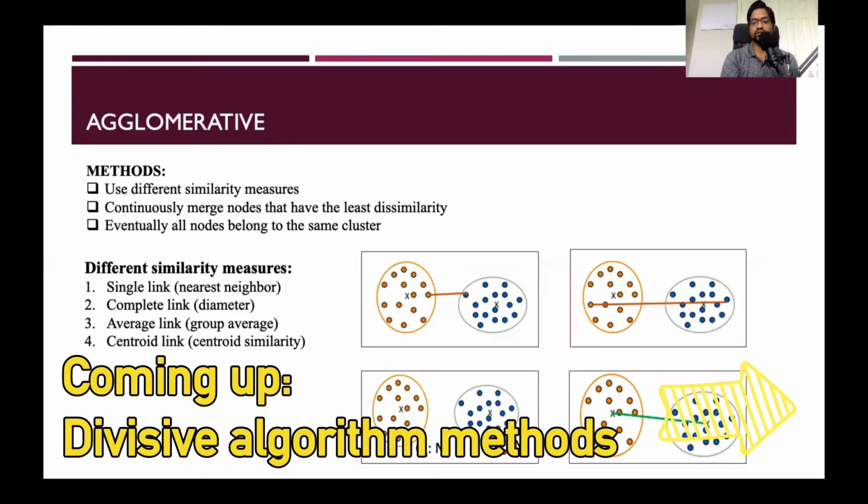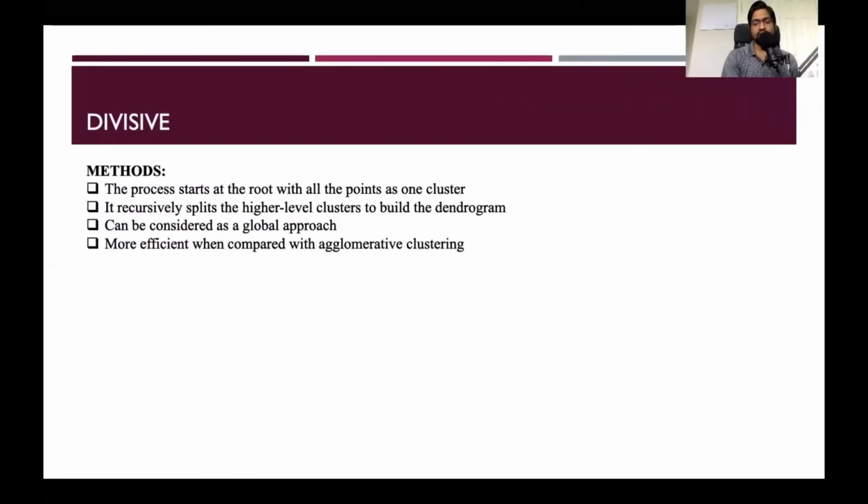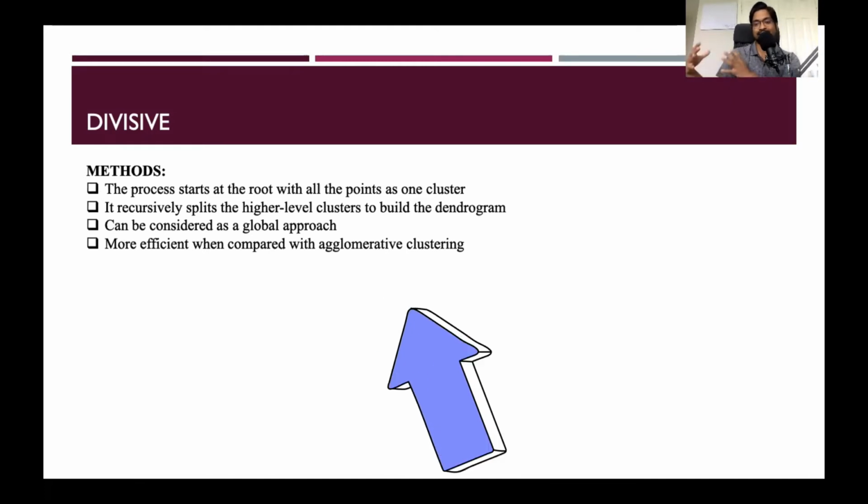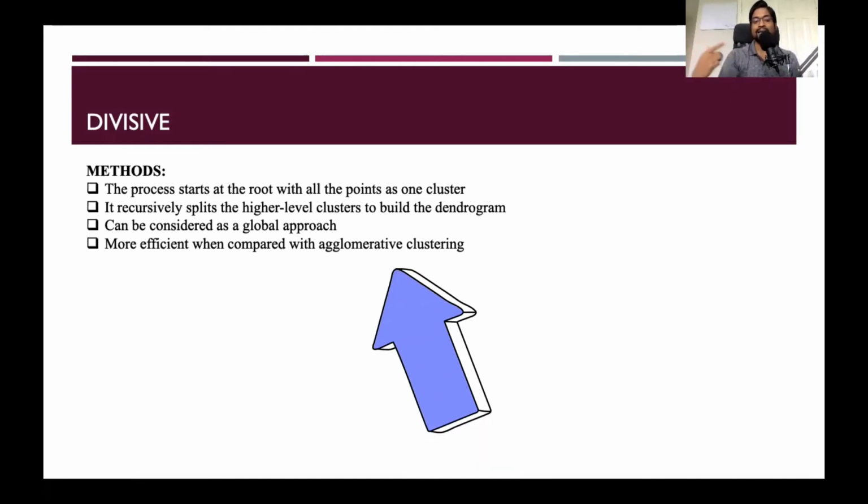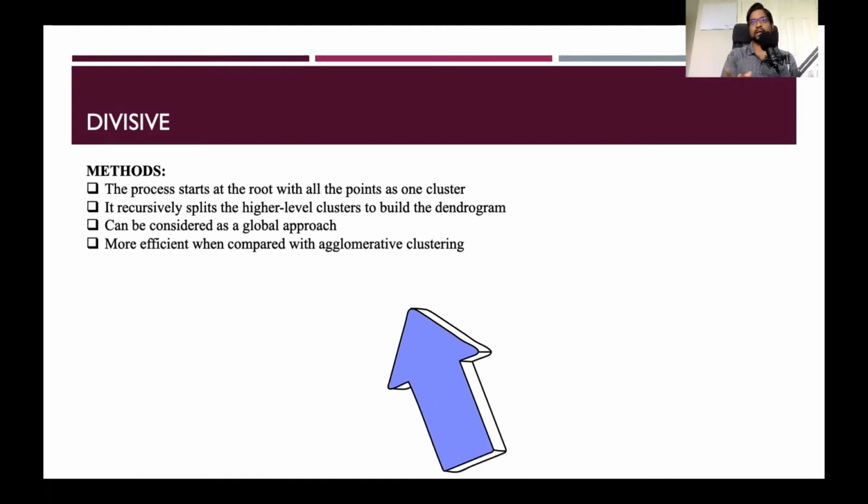Now let's check out in the next section the key methods of divisive algorithms. For the divisive algorithm, we use a top-down approach. The process starts at the root with all the points as one cluster, meaning we are considering the macro cluster at stage 1 of the divisive algorithm. Then it recursively splits the higher level clusters to build a dendrogram. It seems like the big clusters are split into different tree branches.